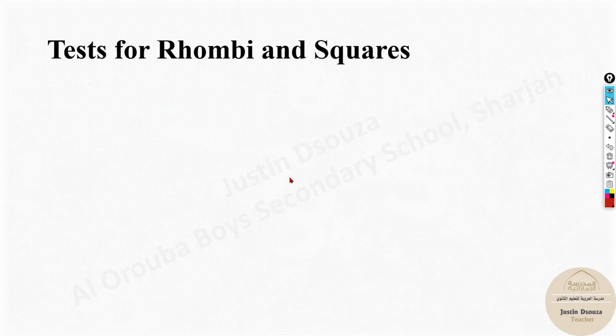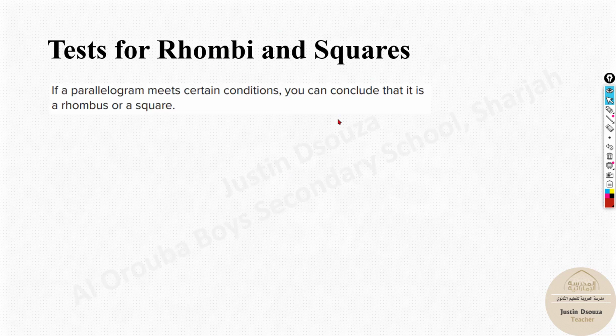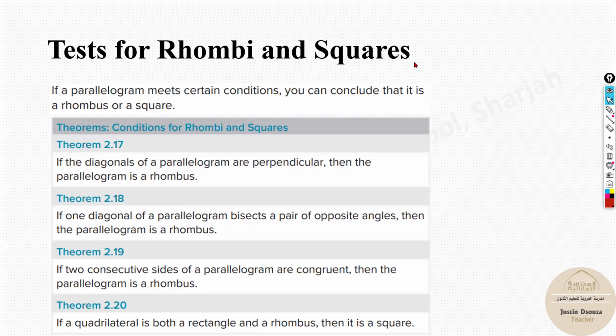Now then, tests for rhombi and squares. Rhombi is the plural of rhombus. If many rhombuses are there, we call it rhombi. If one rhombus, we just call it rhombus. Okay, more than one, rhombi. If a parallelogram meets certain conditions, you can conclude that it's a rhombus or square. Now, okay, these are the ones.